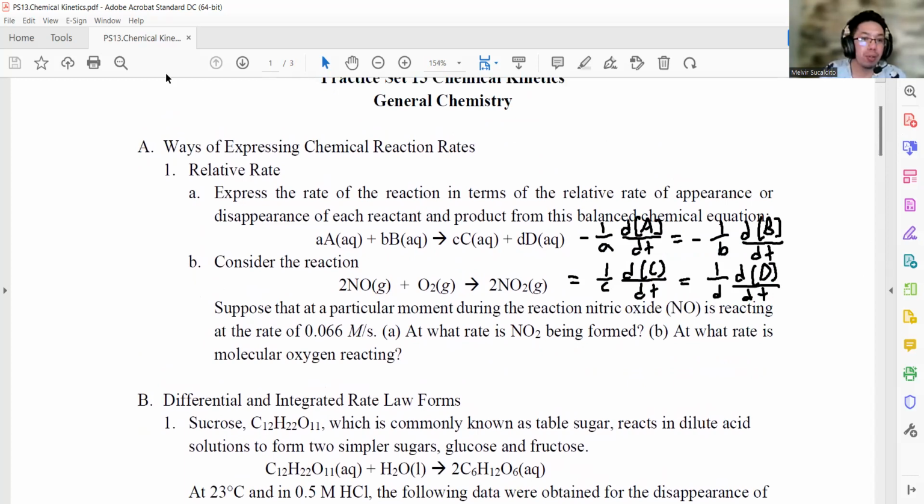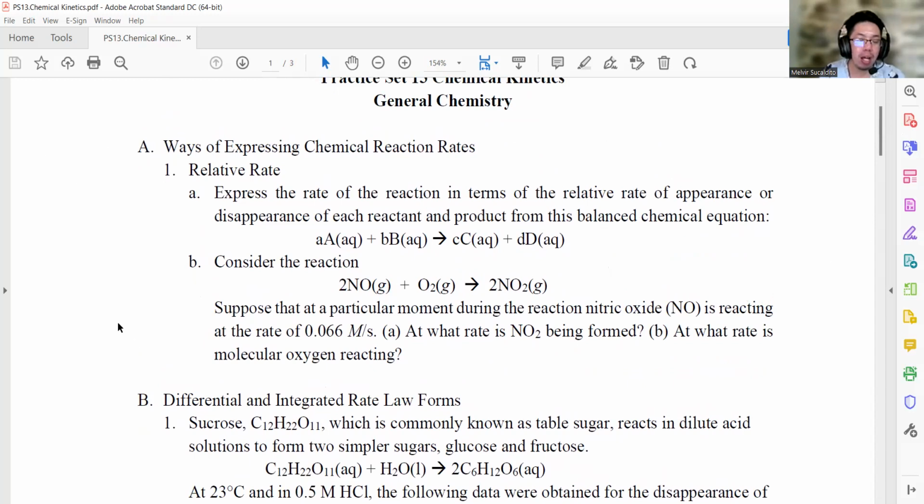For number 2, I allowed screen sharing already. You can solve on the left side, since it's ratio and proportion. Consider the reaction of nitrogen monoxide reacting with oxygen to form nitrogen dioxide. At a particular moment during the reaction, NO is reacting at the rate of 0.066 molar per second. Letter A: at what rate is NO2 being formed and at what rate is molecular oxygen reacting?